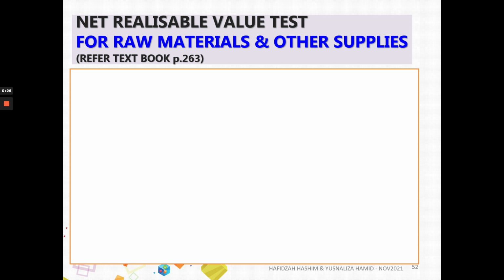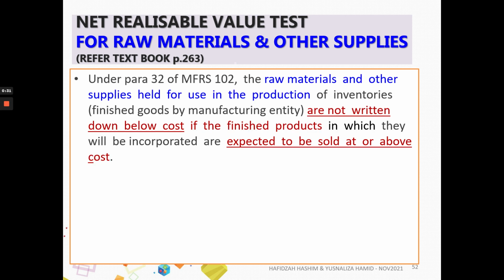So let us look at what is provided under MFRS 102 relating to raw materials and other supplies. The NRV test of the raw materials and other supplies that are held for use in production. Here, raw materials and other supplies used in a production process, normally by manufacturing entities, to be transformed into finished goods, are not written down below cost if the finished product in which they will be incorporated is expected to be sold at or above cost.